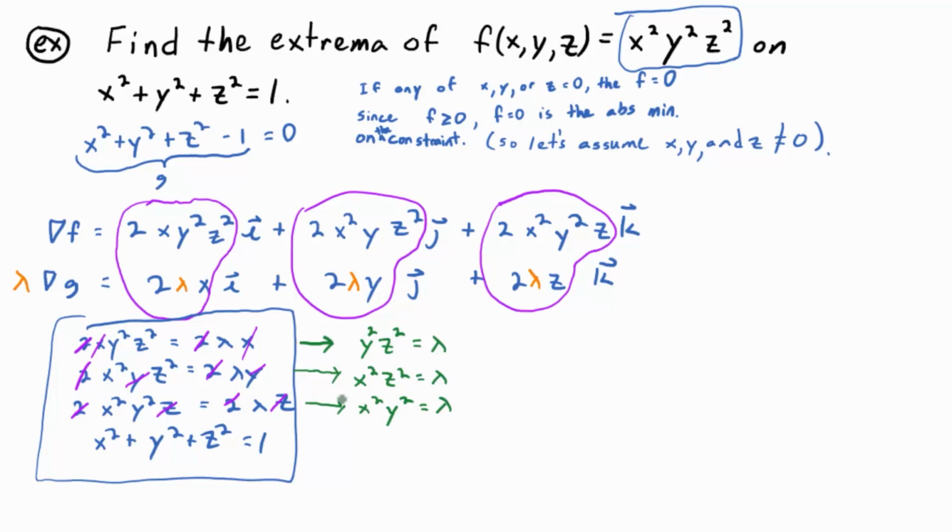So they're all equal to lambda, right? The left-hand sides of these equations. I'm going to set the left-hand sides equal. Make sense? And then it's going to work out. We're going to have a nice symmetry, and it's really due to the nature of the function in the first place. We're going to have this nice symmetry where y squared z squared is equal to x squared z squared, and that's equal to x squared y squared, because they're all equal to lambda. Did I copy all those down right? I think I did.